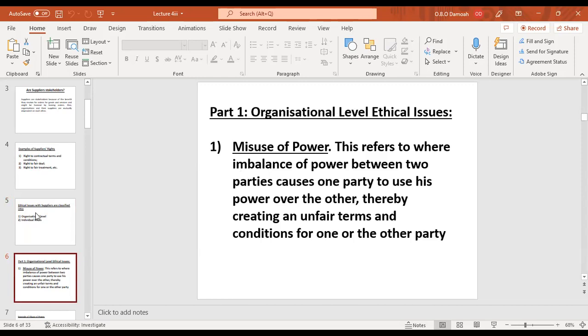Under organizational level ethical issues, the first one is known as misuse of power. What does that mean? And I'm explaining so that next week when I come, you get to explain. It means that between a buyer and a seller, whoever is stronger or bigger than the other can bully the weaker one. And that chance of bullying is what we call an ethical problem. So if I'm a bigger firm and I sell to you, especially if maybe I'm a sole source, I'm the only one that sells to you, I can force the price high because you don't have any other alternative.